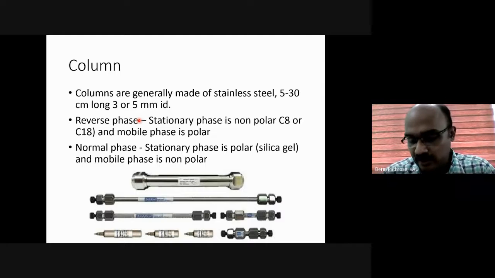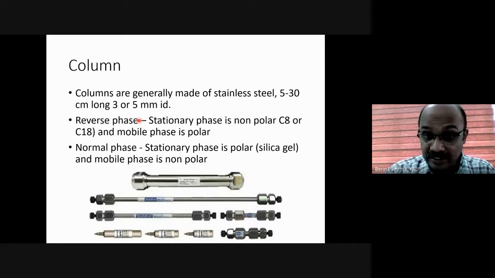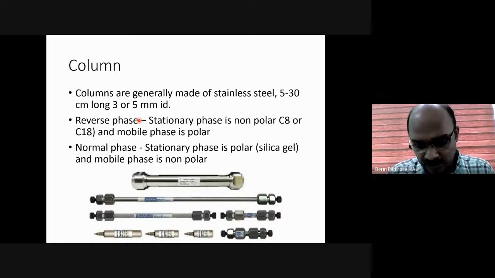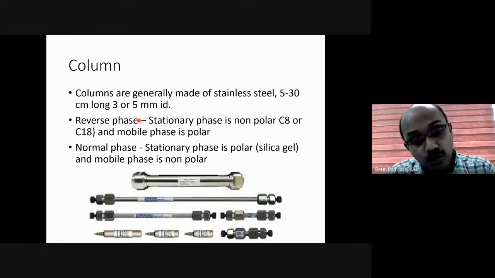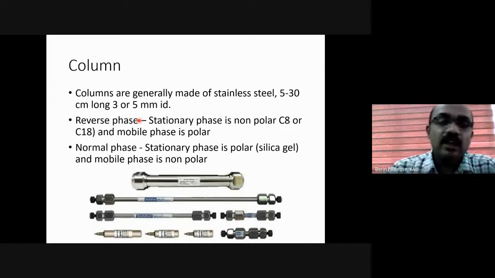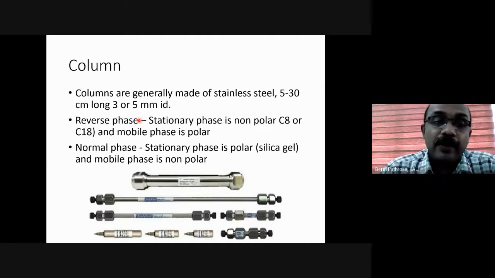Coming to the column, unlike GC columns. GC columns, the capillary columns, are usually made of copper, though it can be made of aluminum, etc. Here it is generally made of stainless steel.